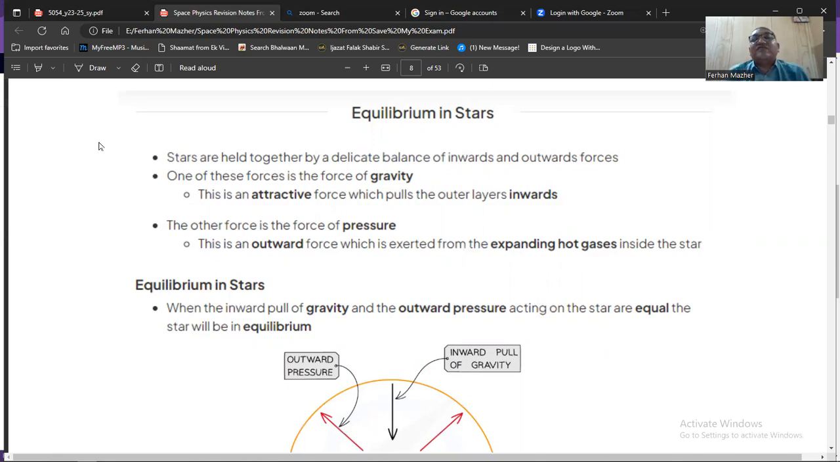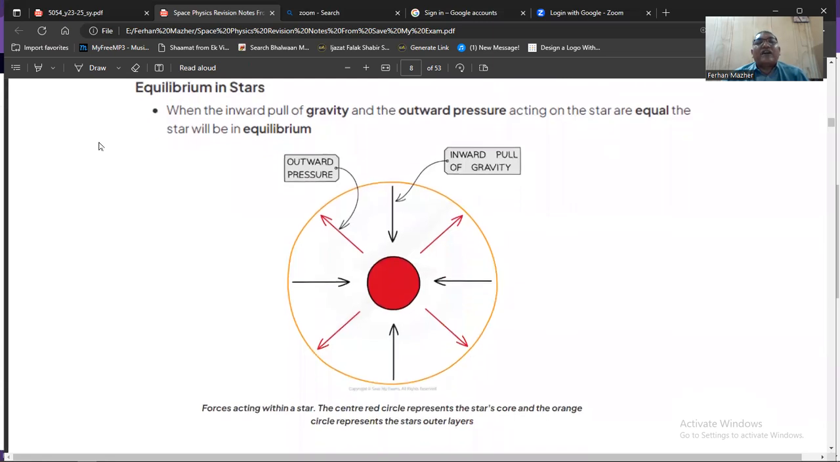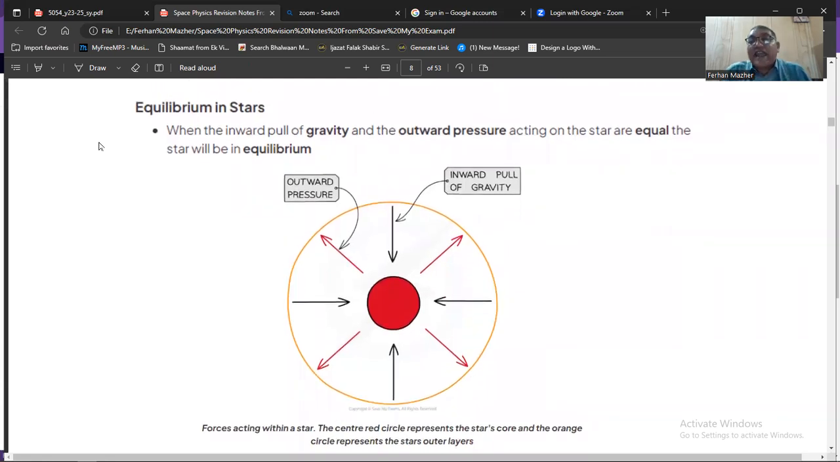One of these forces is the force of gravity. This is an attractive force which pulls the outer layers inwards. The other force is the force of pressure. This is an outward force which is exerted from the expanding hot gases inside the star. When the inward pull of gravity and the outward pressure acting on the star are equal, the star will be in equilibrium. You can see here with the red colors we have shown the outward pressure, and with the black lines we have shown the inward pull of gravity.